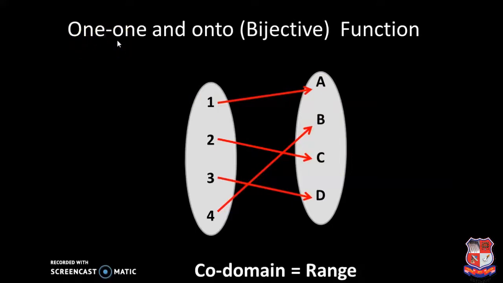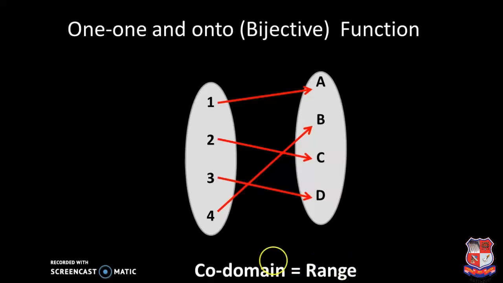Now, what is onto? Onto means codomain equal to range. Here the range means for a particular value of x, your particular value of y. Means here we have a range A, B, C, D. It's also a codomain. So, codomain equal to range.